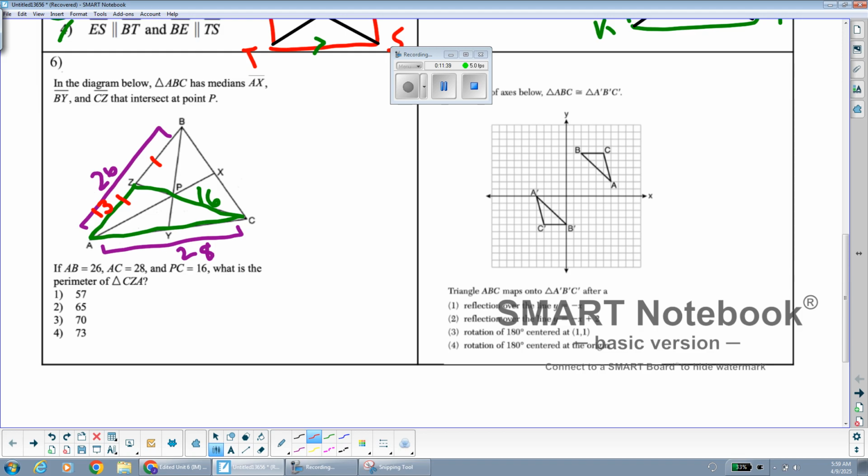And since ZC is a median, and medians are in a 2-to-1 ratio, PC is the 2 part of the ratio, so that means the 1 part of the ratio is 8. So that means the whole segment is 24. ZC is 24. So we have 24 plus 13 plus 28. And that is 65.